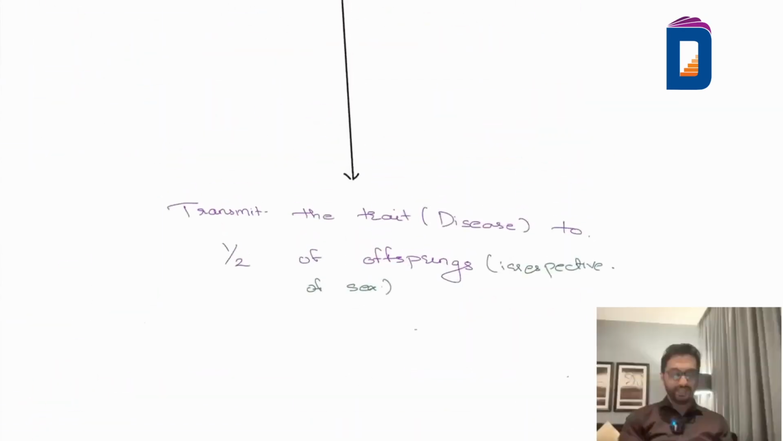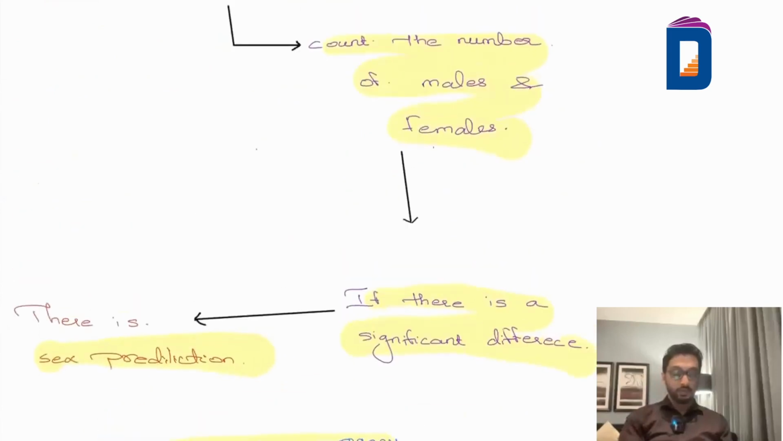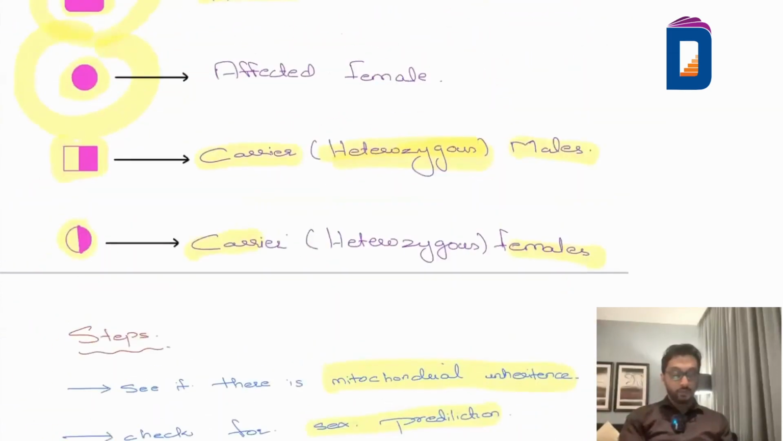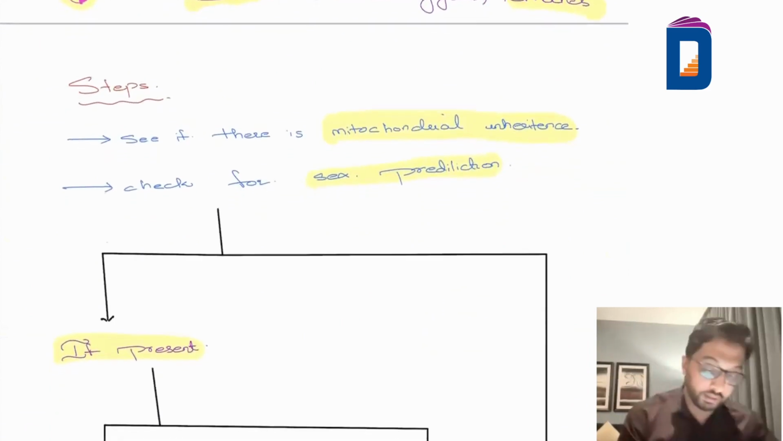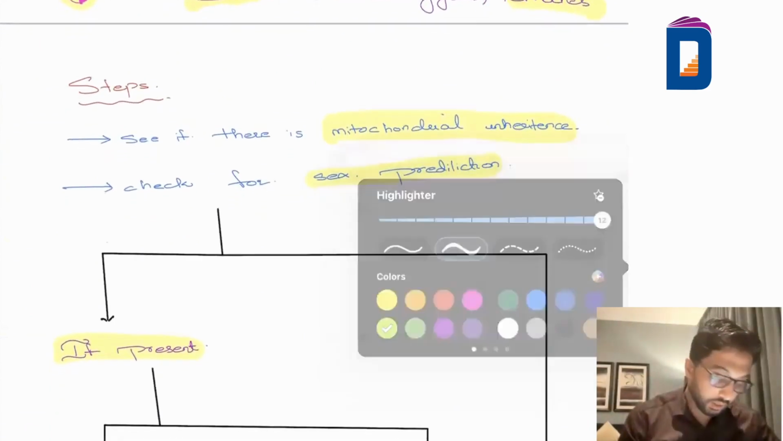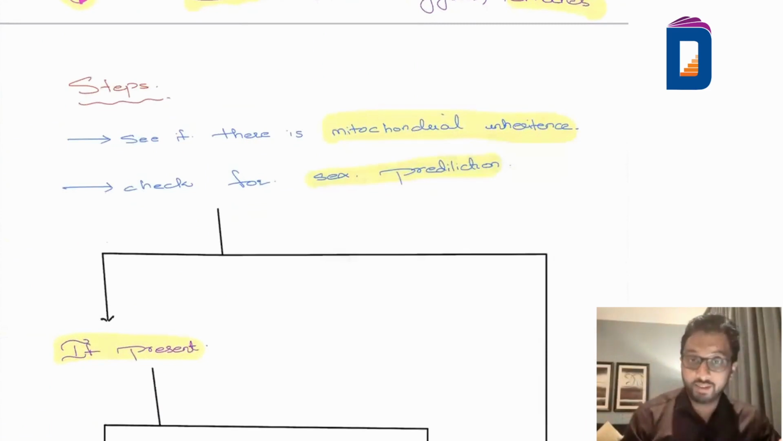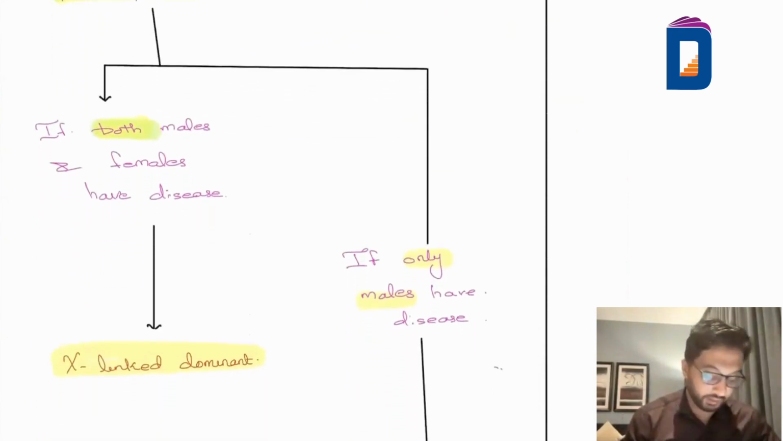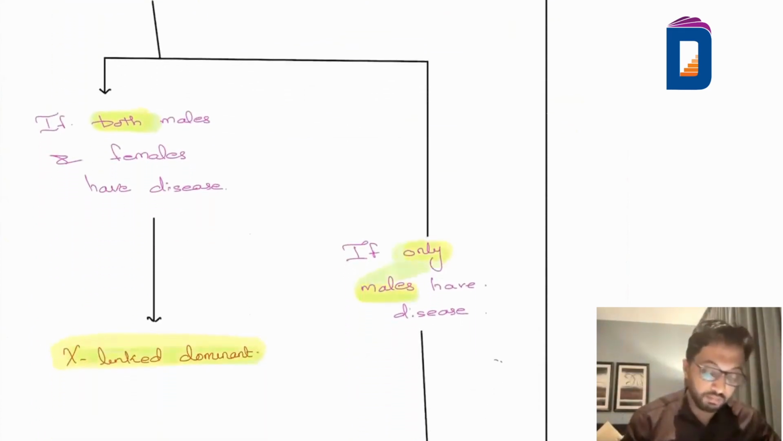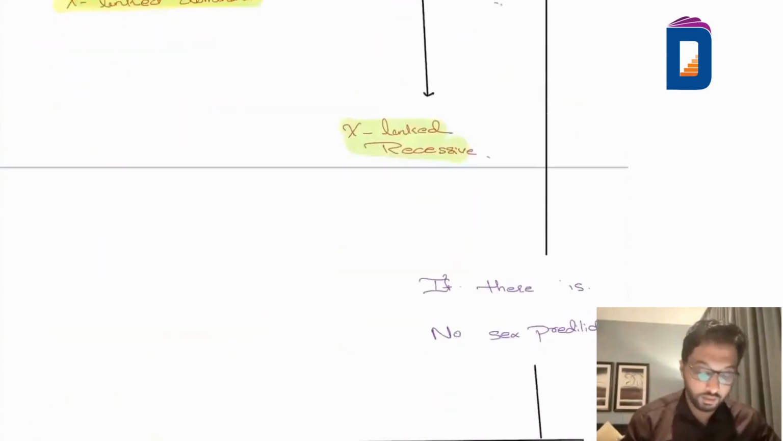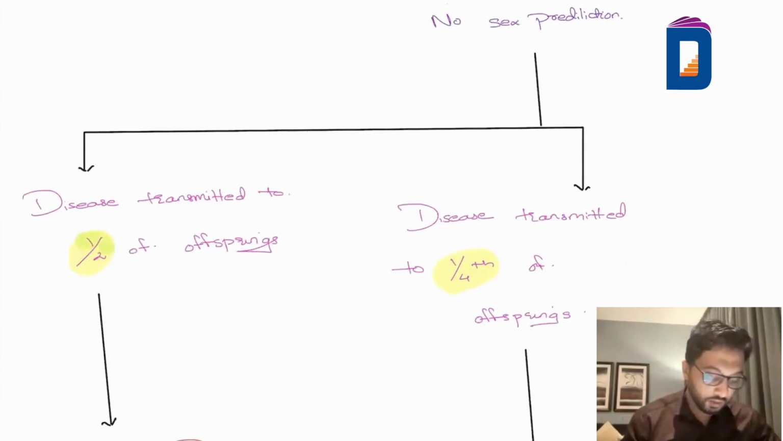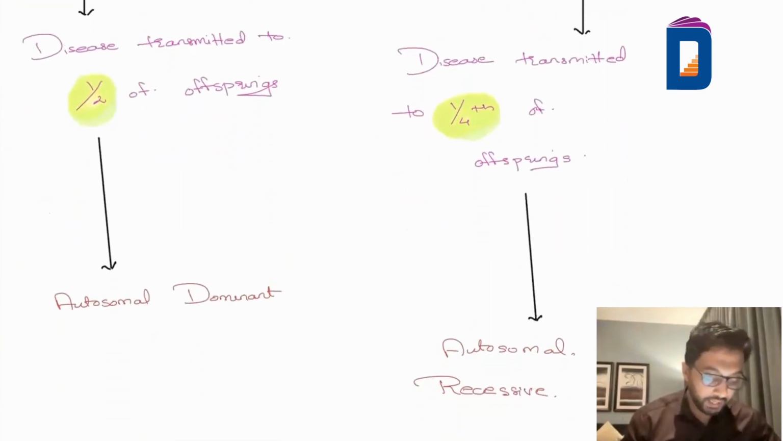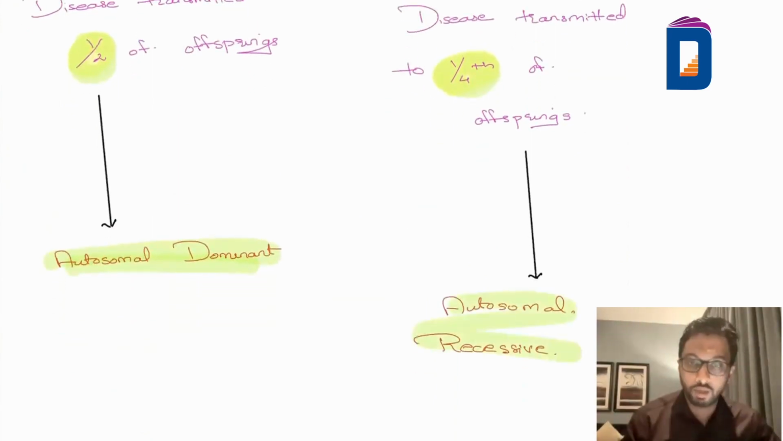I'll just quickly explain, not the entire part, just those two charts, and then we will stop. So see if there is mitochondrial inheritance. Then if there is sex predilection, that's the next step. If both males and females are affected, it's X-linked dominant. If only males are affected, it's X-linked recessive. If there is no sex predilection, see if there is half or 1/4. In autosomal dominant, at least one parent will be affected. In autosomal recessive, none of the parents may be affected, or both can be carriers, or one can be a carrier.